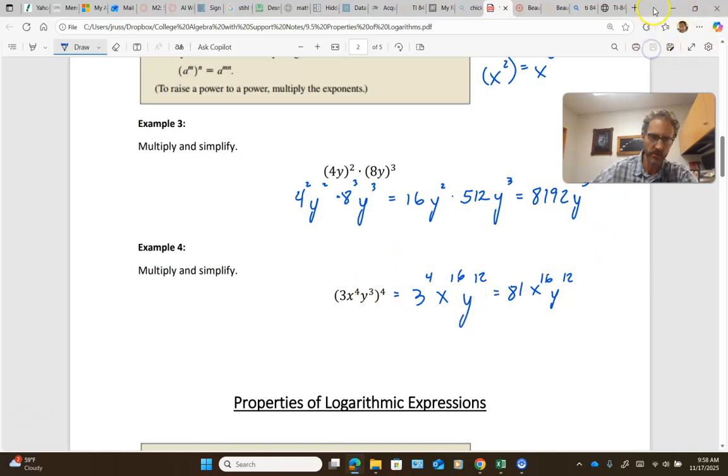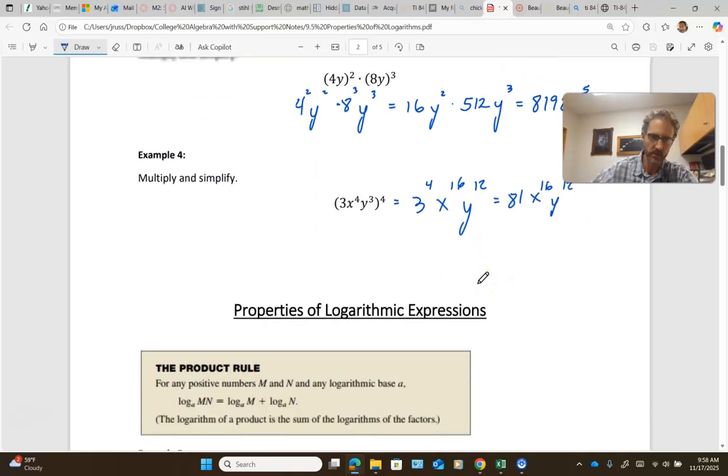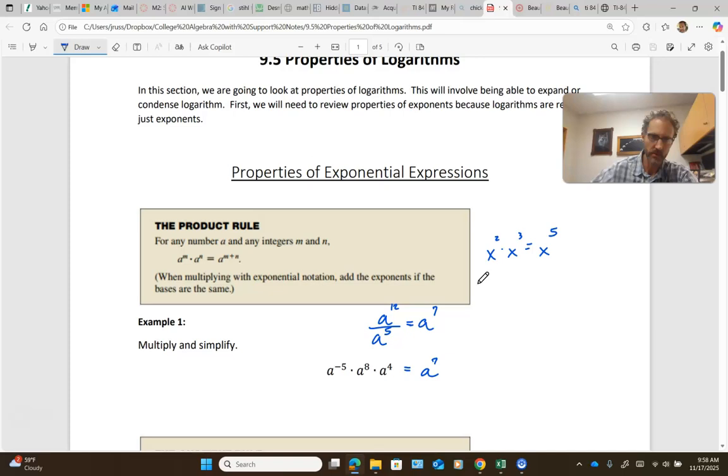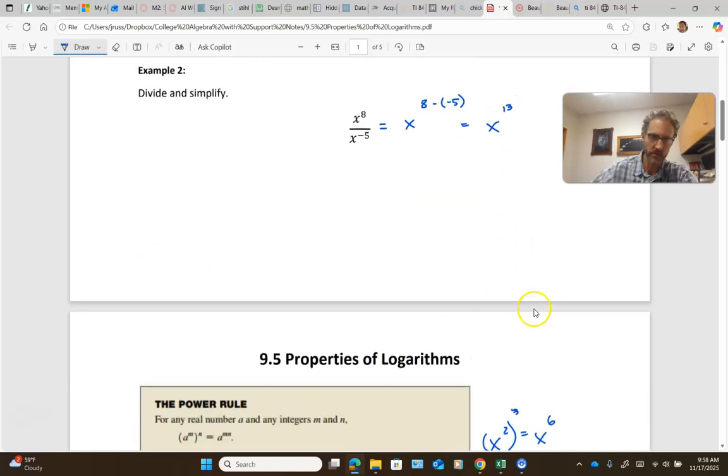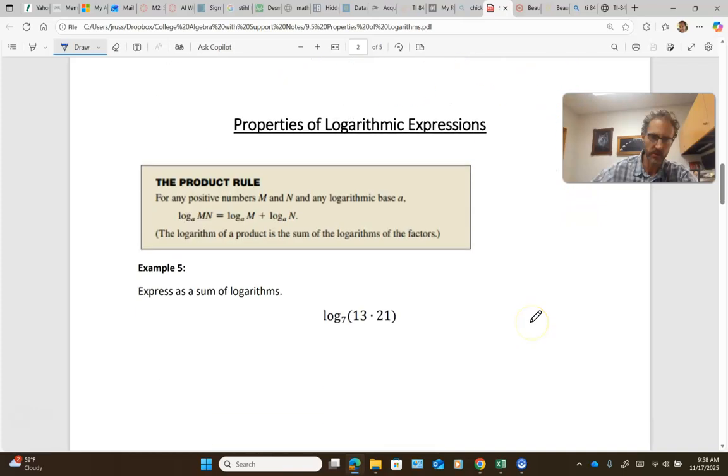Alright, so now we're going to see some logarithmic properties that are basically derived from these exponential properties. Okay, so we're going to have a product rule for logarithms. But these properties are kind of going backwards. So with exponential expressions, when you're multiplying two exponential expressions, you add the exponents. Well, think about this. These logarithms are basically exponents, and so we're adding them right here if you're looking at this property.